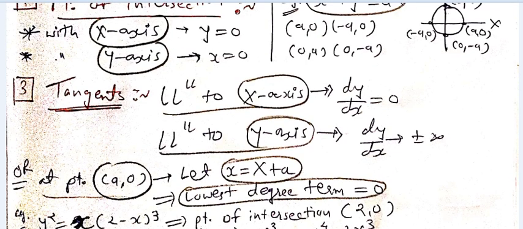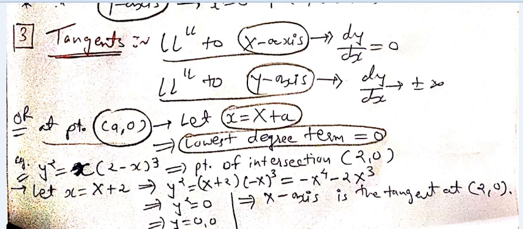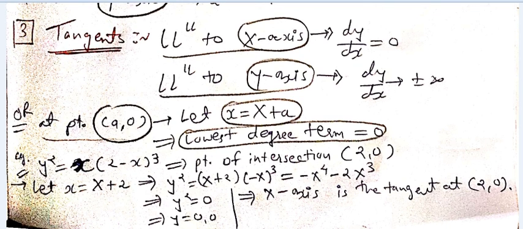Next, if you get this type of points, then you can find tangents parallel to x-axis and y-axis, horizontal and vertical tangents. To find tangent parallel to x-axis, you need to take slope equal to 0. Again the known data, you need to take dy by dx equal to 0. Then for tangent parallel to y-axis, you need to take dy by dx tends to plus or minus infinity. Now to find tangent at any random point a comma 0, what you have to do is take small x equal to capital X plus a. That means you need to shift the origin to a comma 0, and the same process, take the lowest degree term equal to 0 and you will get the answer.